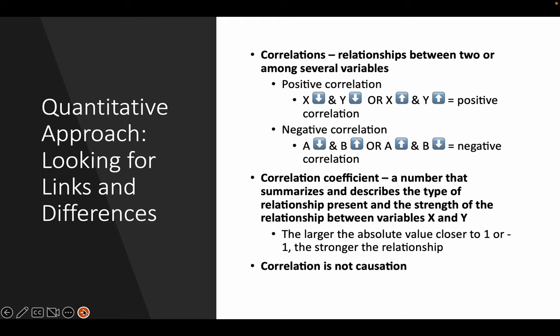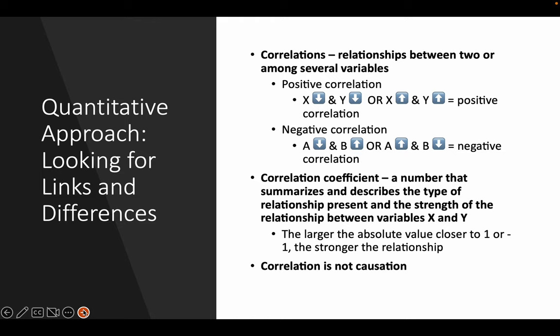When we take a quantitative approach to research, especially cross-cultural research, we tend to be looking for either links or differences. Basically, we're looking at correlations. We visited correlations a little bit in Chapter 2 in the critical thinking. When we talk about correlations, it's going to be a relationship between two variables or even among several variables, but it's usually two variables. We can have either a positive correlation or a negative correlation. With a positive correlation, both variables will go in the same direction. They will both either decrease or they will both increase. When there is a negative correlation, the variables are going to go in opposite directions. They will not be going in the same direction.